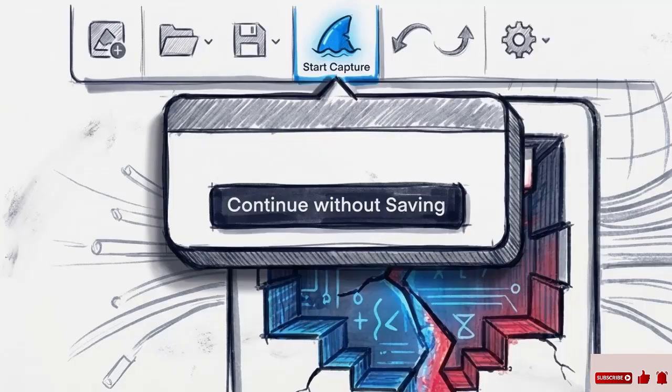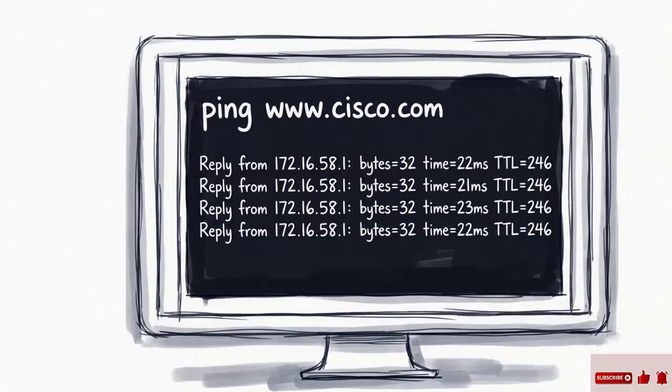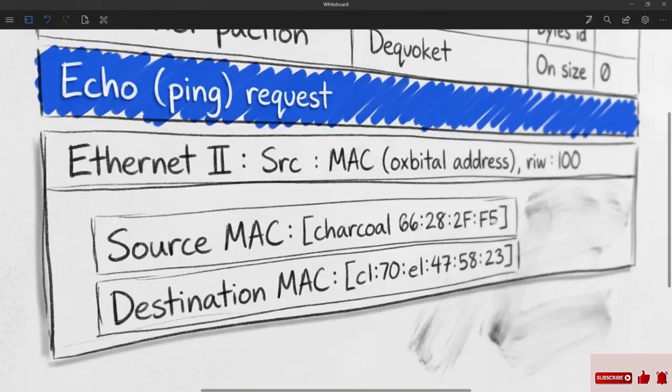To see how addressing changes for the outside world, click the blue Start Capture icon to begin a new session. Select Continue without saving. In your command prompt, ping an external website like Cisco.com. After the replies finish, stop the Wireshark capture. Select the new remote echo request packet and expand the Ethernet 2 details just as we did before.